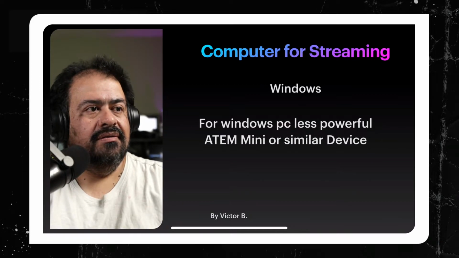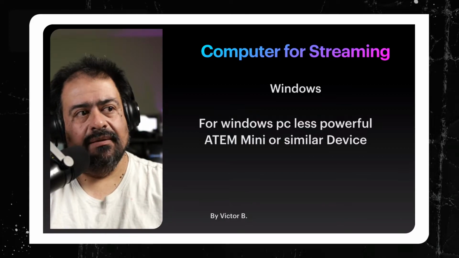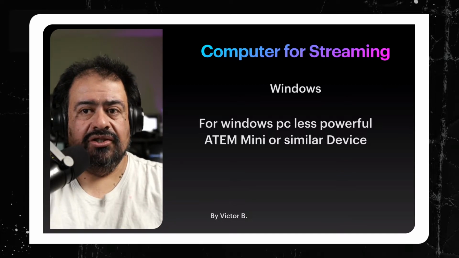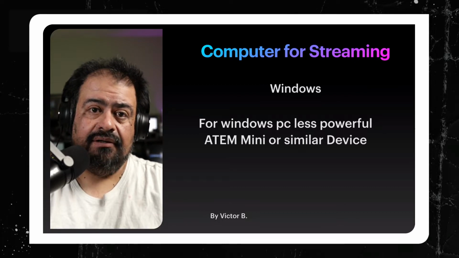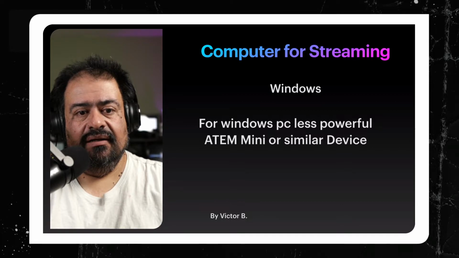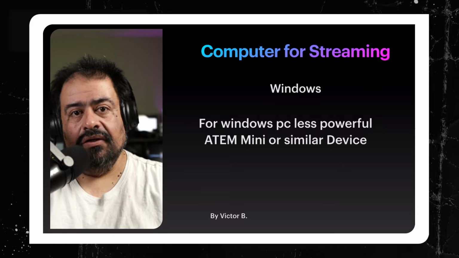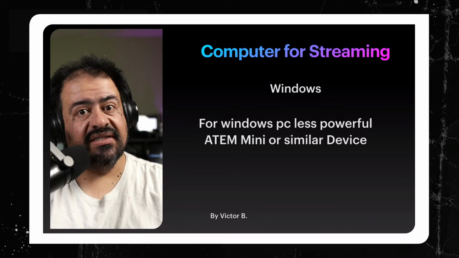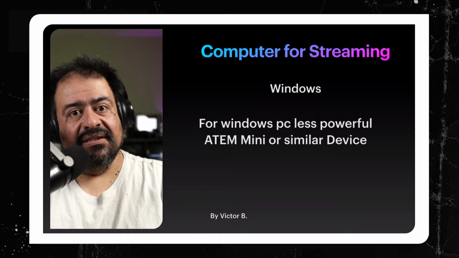Now, for less powerful Windows PCs, you're probably going to want something like an ATEM Mini, which doubles as a switcher. A few things. It's a switcher. It's a capture card. It takes a lot of the resources and deals with it itself before it even goes to your computer. So if your Windows computer is not strong enough, and it works on Mac too, you might want to compensate with some hardware.